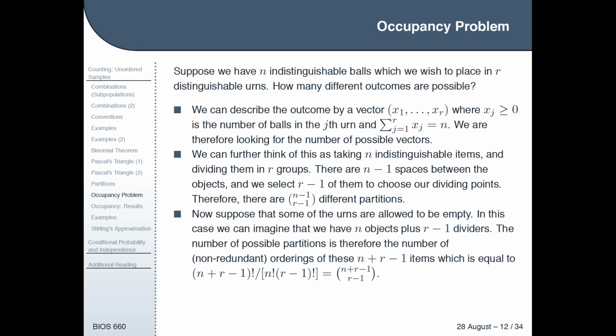So the total number of ways that these balls can be partitioned into urns, where there's possibilities of empty urns, is going to be n plus r minus 1 factorial over n factorial times r minus 1 factorial, which of course is just equal to n plus r minus 1 choose r minus 1, the formula that's in the book and the notes and so forth. Makes sense, sort of?